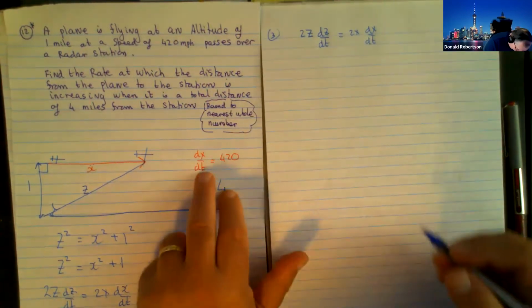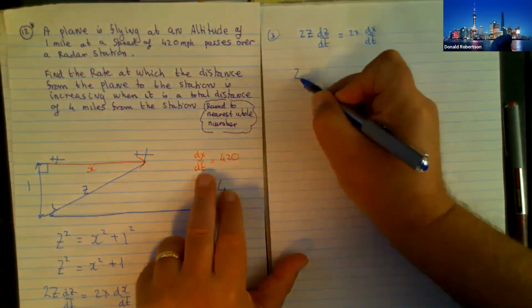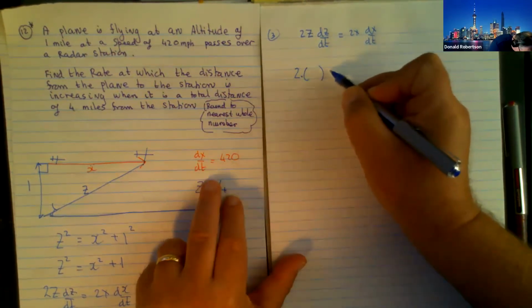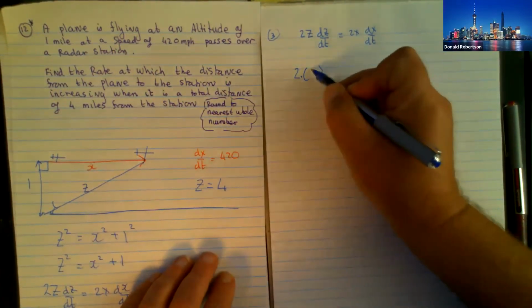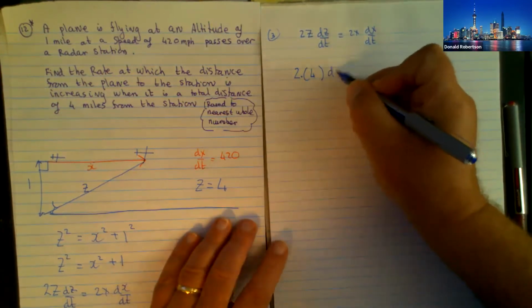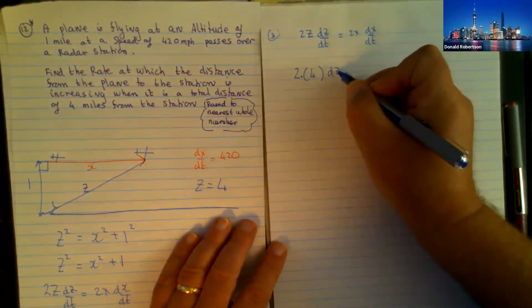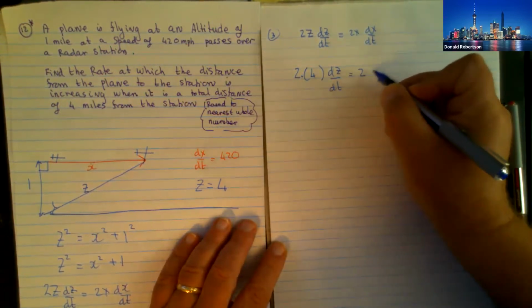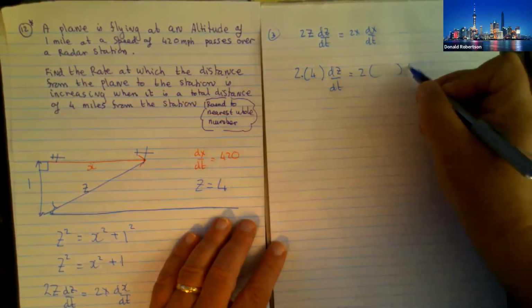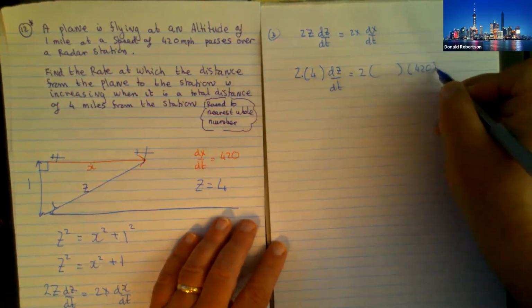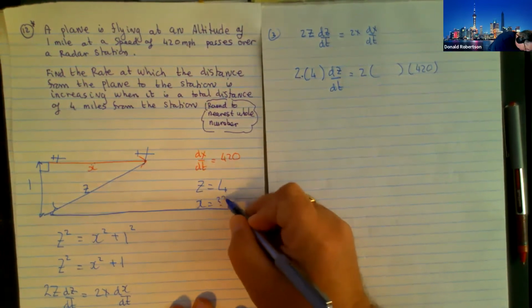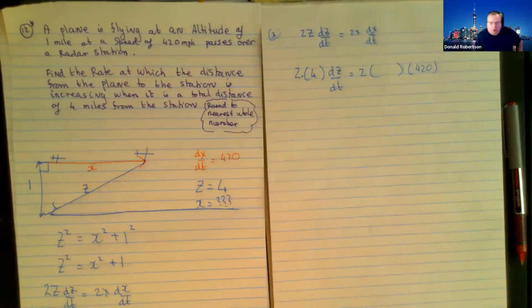Now, 2 times z, which is 4, times dz by dt is equal 2 times x times dx by dt. Oh, we have a little issue, don't we? Don't I need to know what x is?